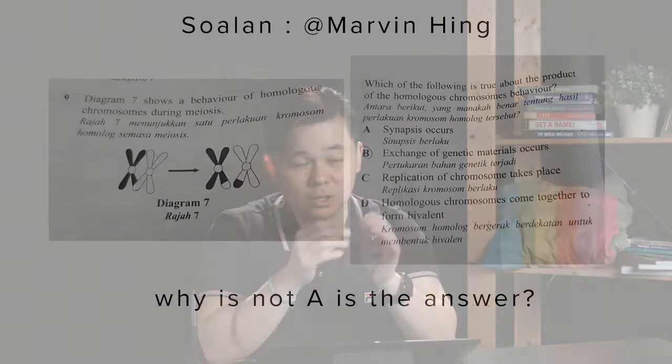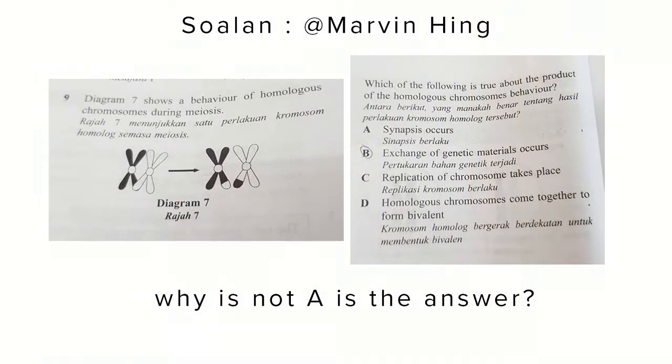So based on the diagram, I can see it's crossing over, so the product cannot be synapsis, because synapsis should be before crossing over. You get what I mean or not? Synapsis first, then only crossing over. So the product cannot be synapsis again. Before crossing over there is synapsis, meaning they pair up. Okay, I hope this can help you.